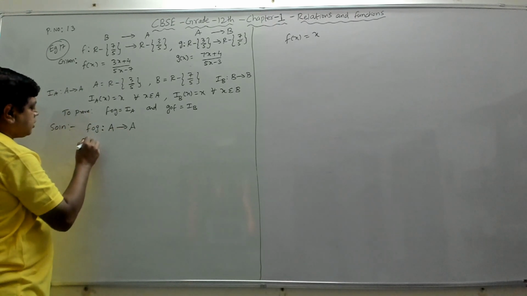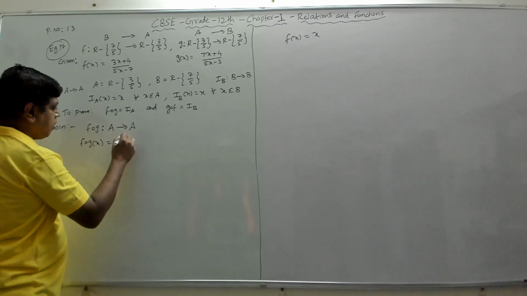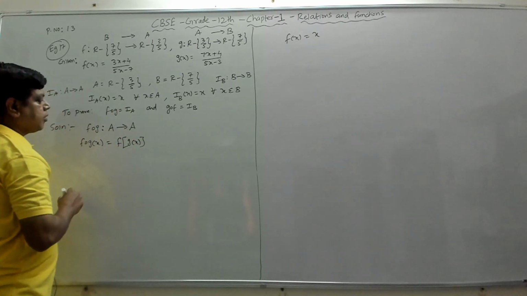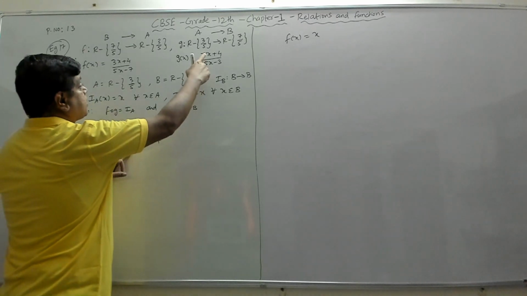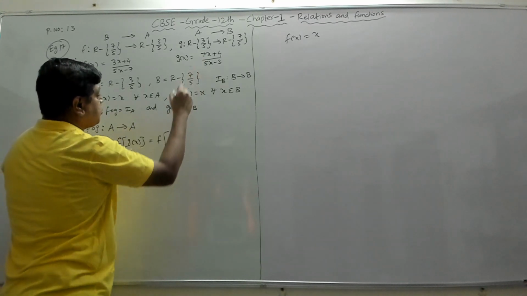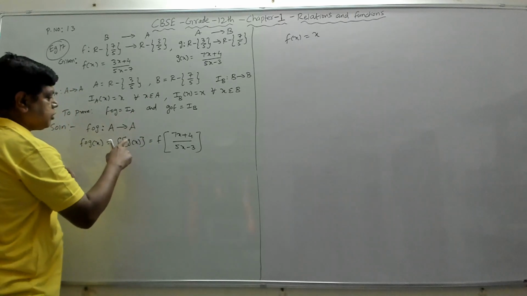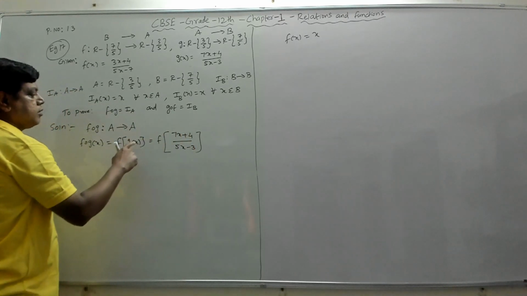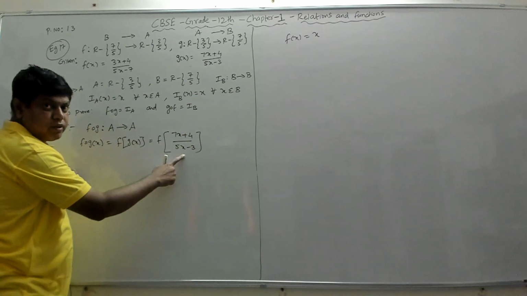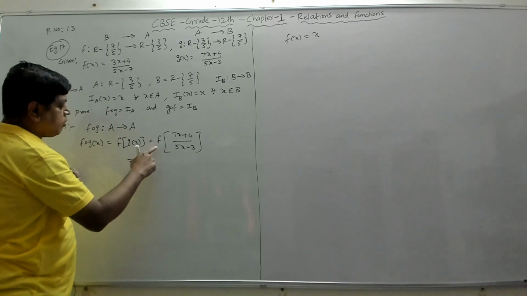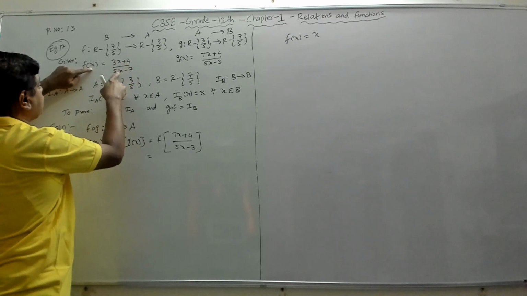Now what is f of g of x? Let's try to find that, which is equal to f of g of x. That is equal to f of, what is g of x? g of x is this. f of, in the place of g of x, I have to put 7x plus 4 by 5x minus 3. So instead of g of x, I am writing this entire value of g of x. So now it becomes f of this. Now what is f of this? What is f of x? f of x is 3x plus 4 by 5x minus 7.